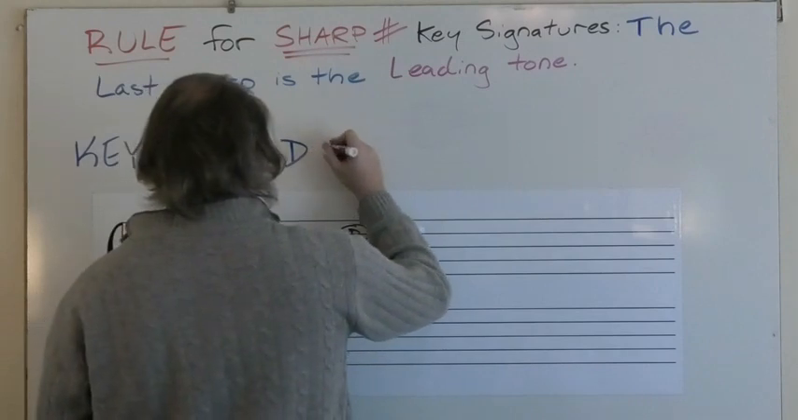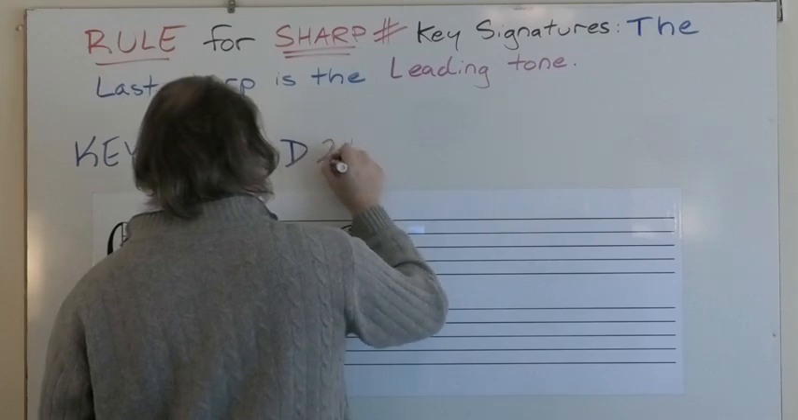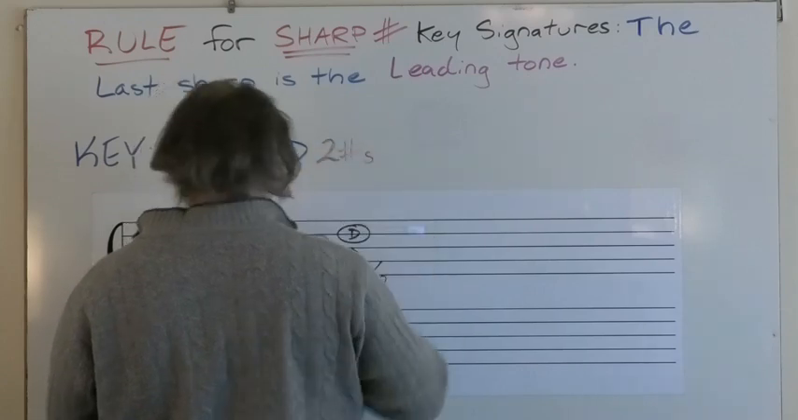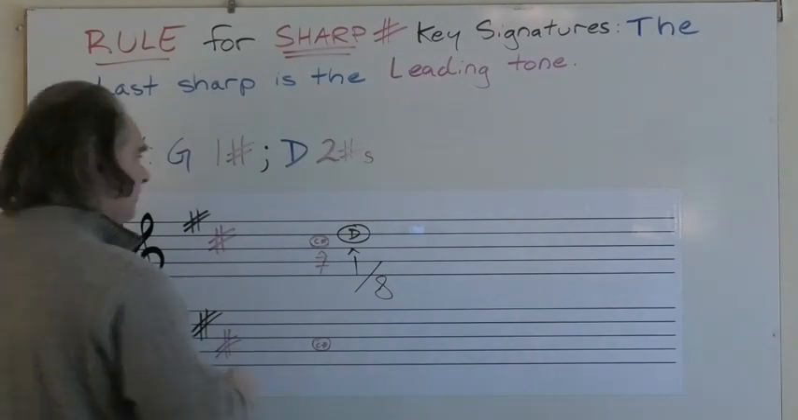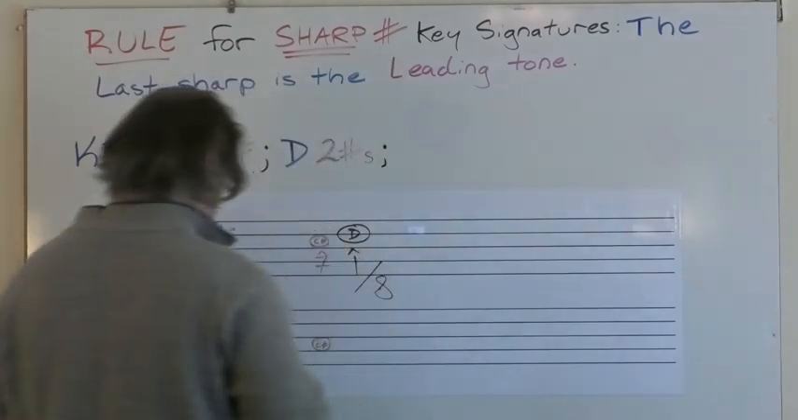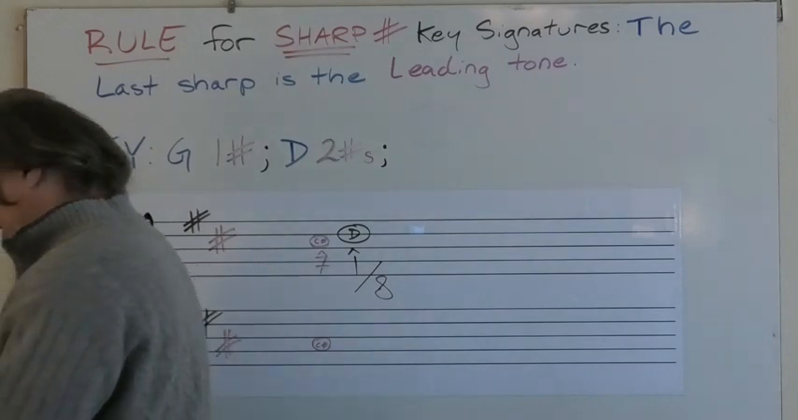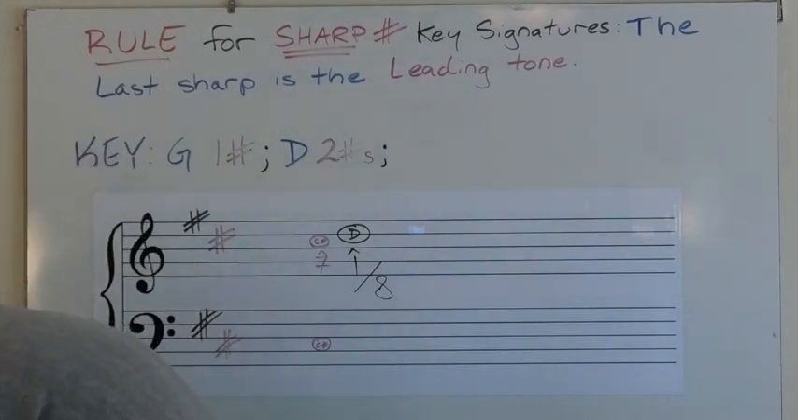Two sharps is the key of D. Should I write that down? Two sharps equals D. So you have the key of C, the key of G has one sharp, the key of D has two sharps.